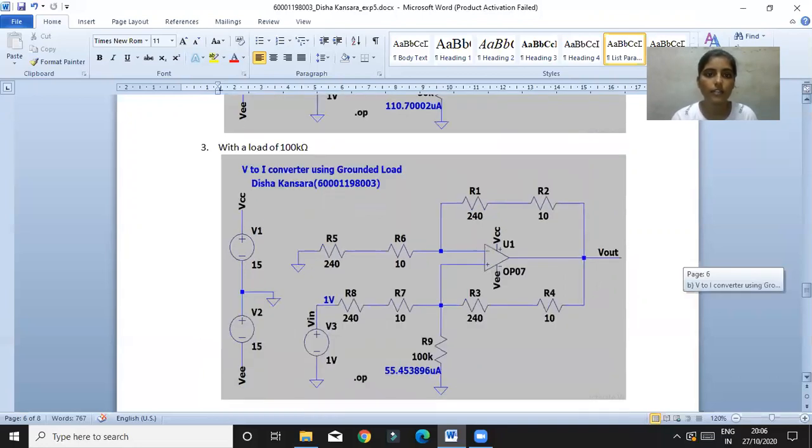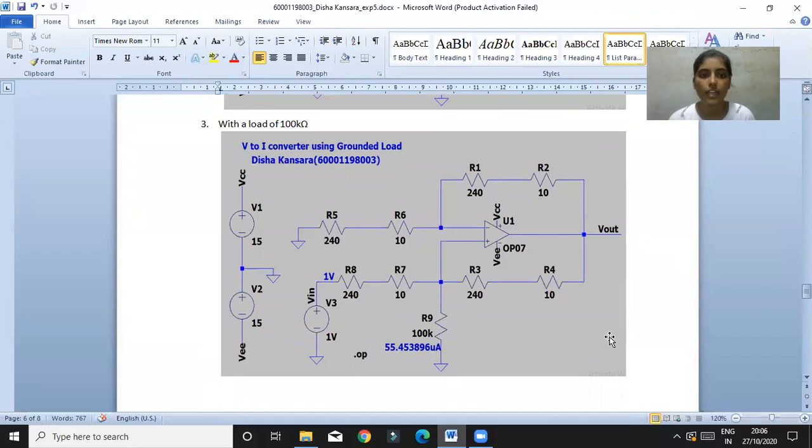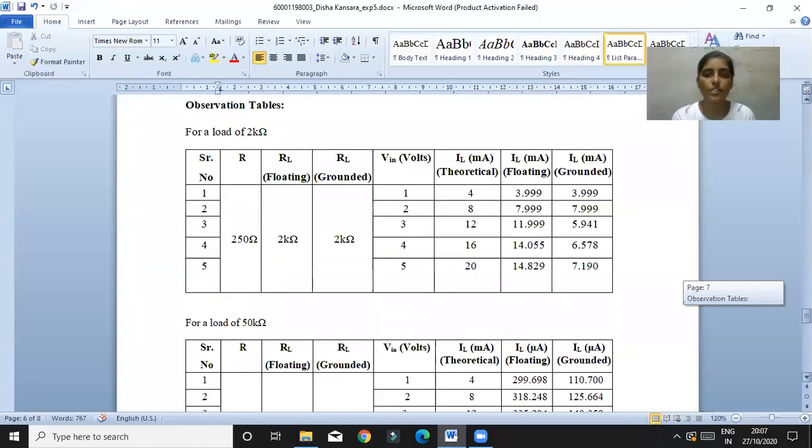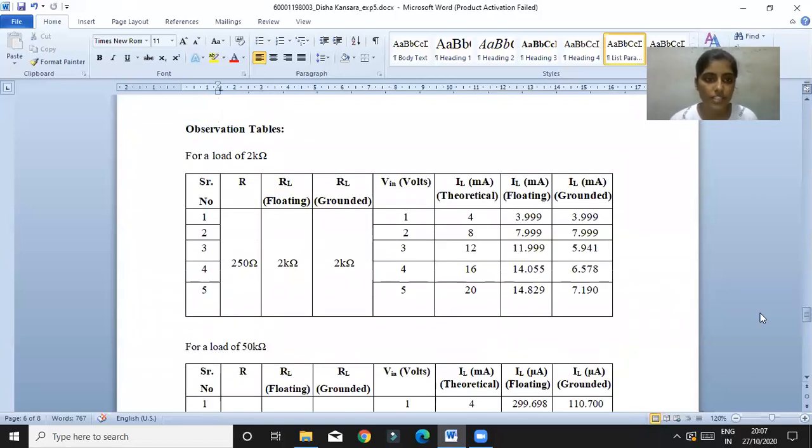For the third one, I applied a load of 100k, the input is also 1 volt, the voltage source is 15 volts, and the other resistors are 250 ohms. I get a ground load output of 55.453896 microamps. So this is the last one, and this is my final observation table.